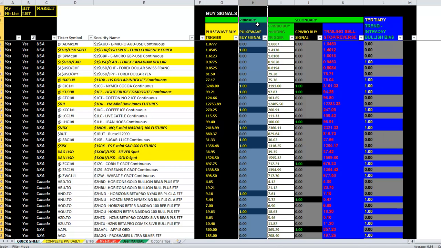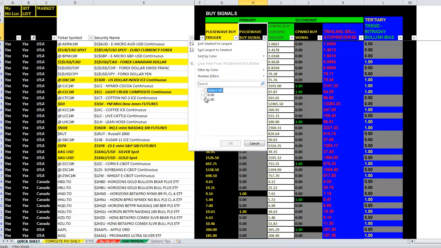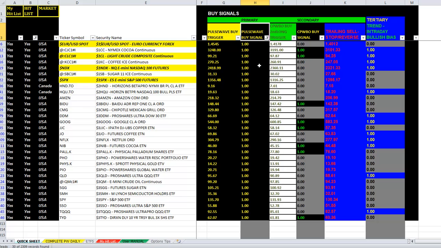As you know, the pulse wave is the meat and potatoes of the system. Okay, this is your primary signal. When you're looking to buy the market, you're going to look for a positive pulse wave buy signal. You'll notice that because you'll see the one is highlighted next to the security. All right, so you can filter this out with the drop down menu. You can select only those securities that have a 1 indicated there, okay? And it'll bring up all the securities that have a positive pulse wave buy for the day.